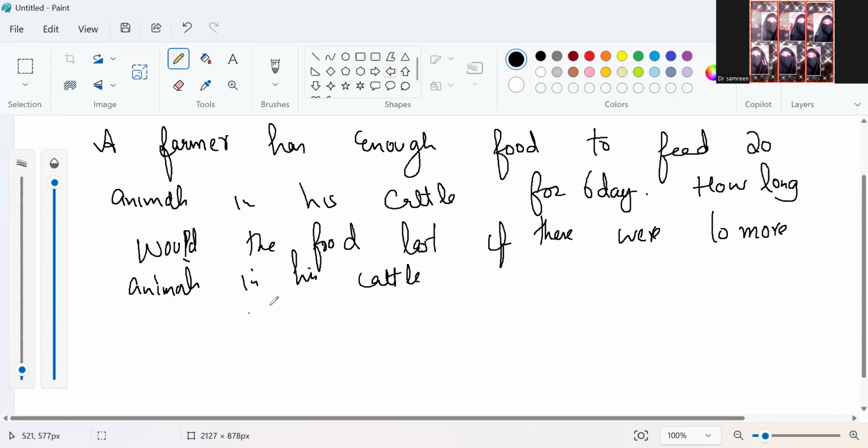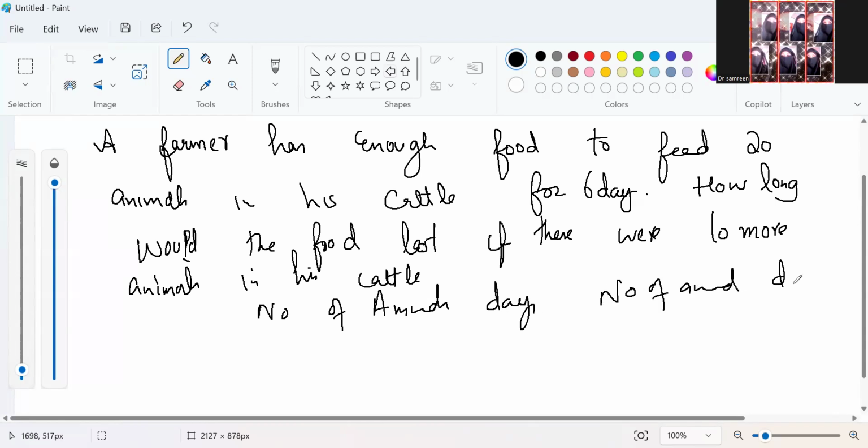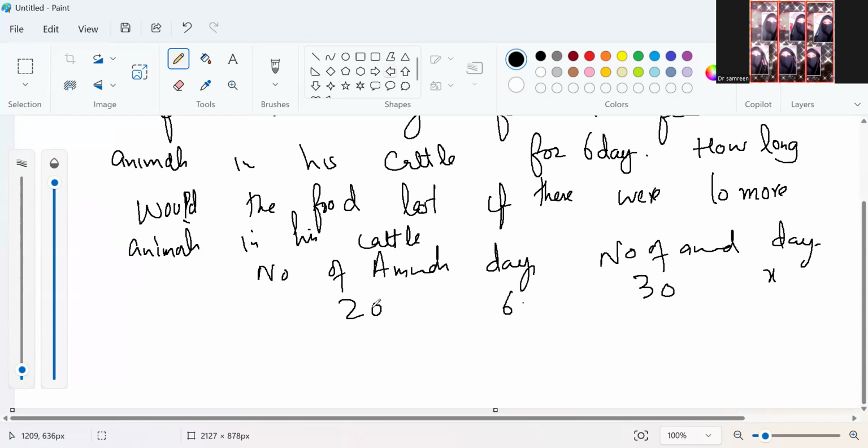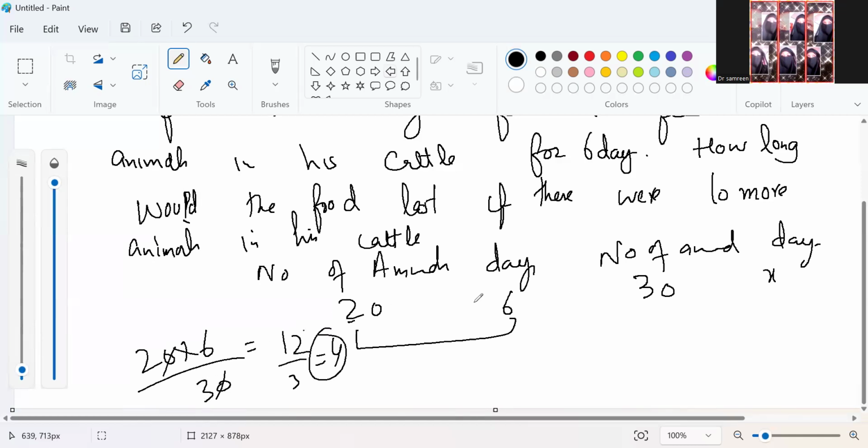First, we will write here number of animals, days, number of animals, and days. If 10 more animals, that means 30 animals. So it will be inverse proportional. So 20 into 6 divided by 30. 12 by 3, that will be 4. That means 4 days.